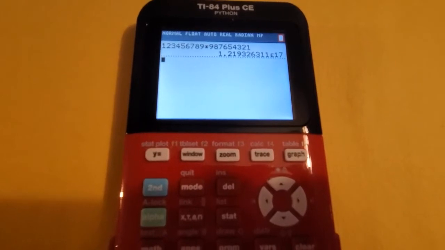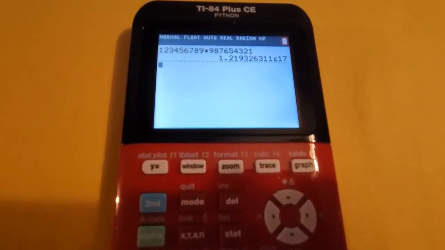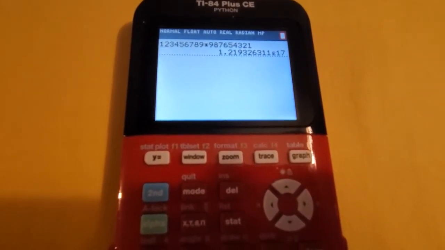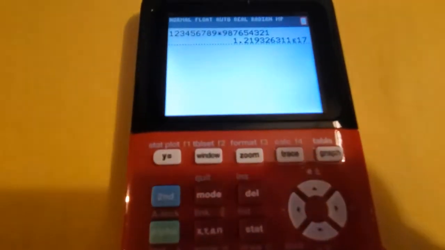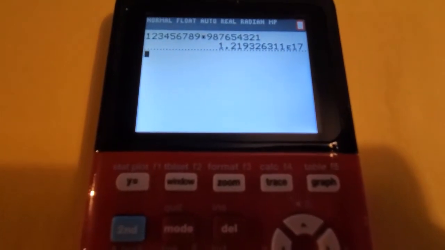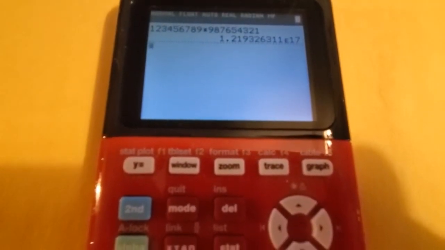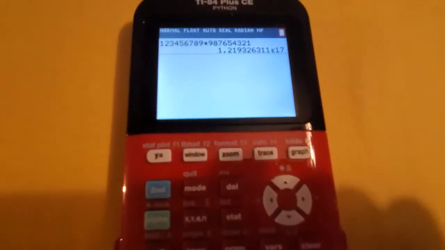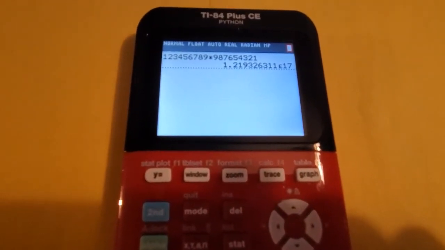So if I look at the screen on this one, you can see I typed in 1, 2, 3, 4, 5, 6, 7, 8, 9 times 9, 8, 7, 6, 5, 4, 3, 2, 1. And then I hit the enter button. So on this calculator, enter is in the bottom right, and that's what you'll press for equals. And we can see it gave us this answer of 1.219326311E17. The screen just dimmed. Yeah, it did. All right, so that E17 just means your times 10 to the power of.